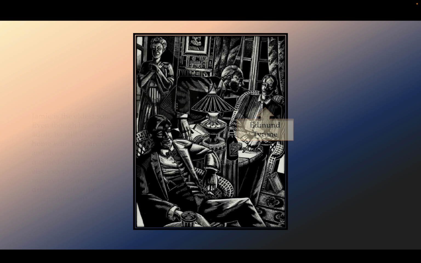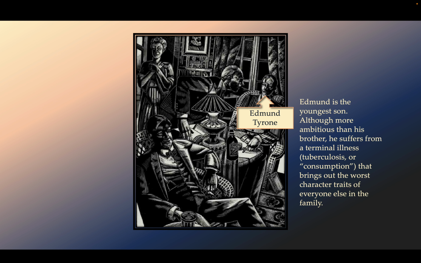Then there's the youngest son, Edmund. He's more ambitious than his brother, but he suffers from a terminal illness. It's called tuberculosis. It's referred to as consumption sometimes in the play. It's a pulmonary disease that in the early 20th century was basically a death sentence for anyone who contracted it. And Edmund's illness really brings out the worst character traits of everyone else in the family, as you will see as you read the play.